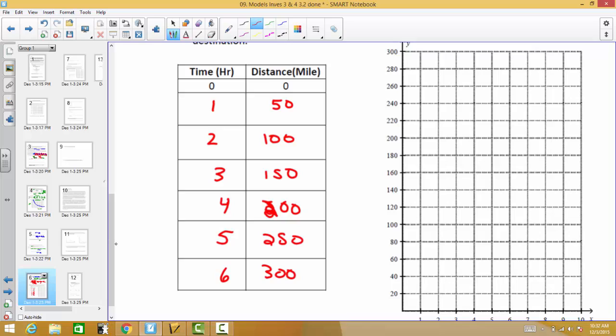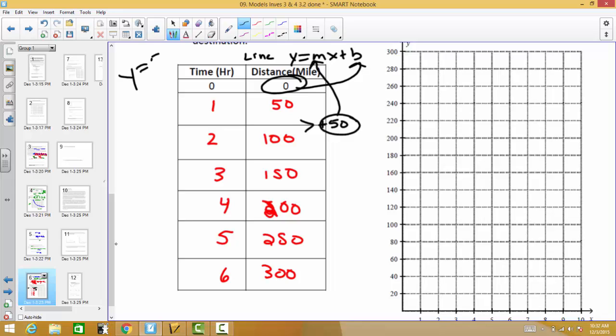So this is not a hyperbola. These numbers don't multiply to give you the same thing. You are constantly adding 50. So this is a line. We're back to y equals mx plus b. 50 is your m, that's your slope. B is when x gives you 0, what does y give you? So your equation is y equals 50x plus 0.